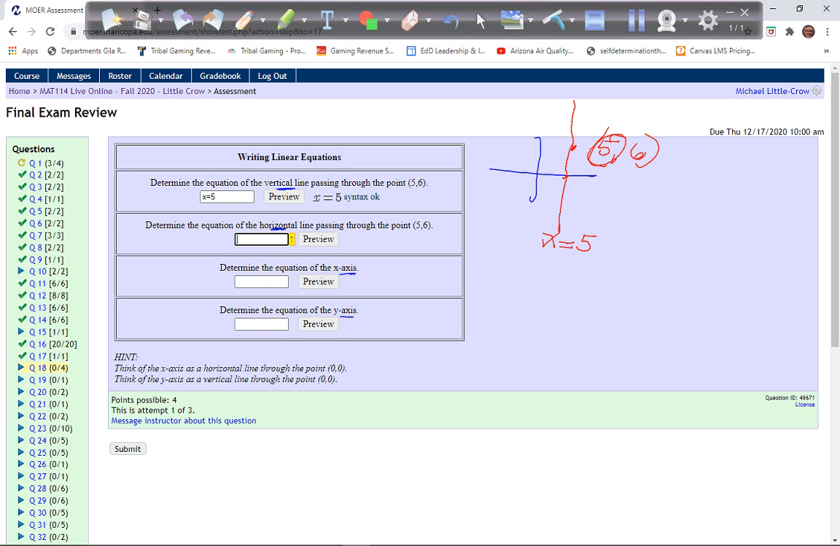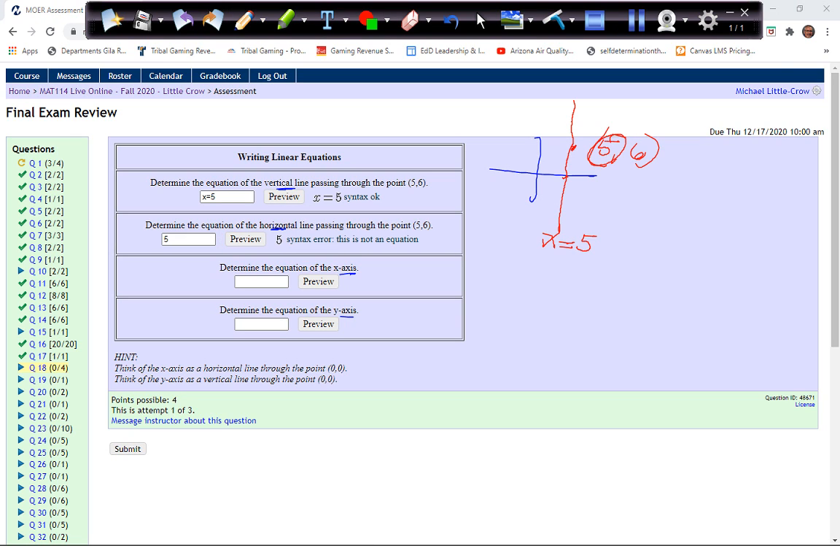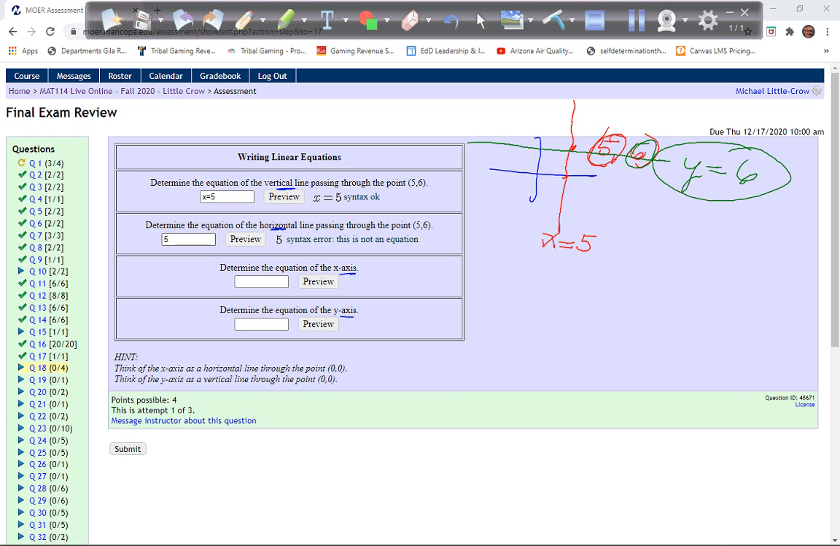Horizontal line passing through the same point. So if we take a horizontal line that goes through there, what we know is that it's going through at y equals 6, and every point on this line is going to have a y coordinate of 6. The x will change. So that's the equation, y equals 6. I don't know what happened there. I don't even remember putting that 5 there. y equals 6.